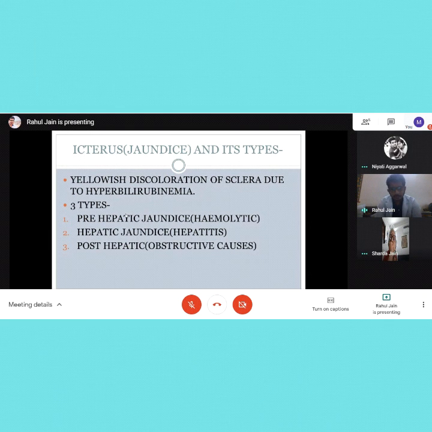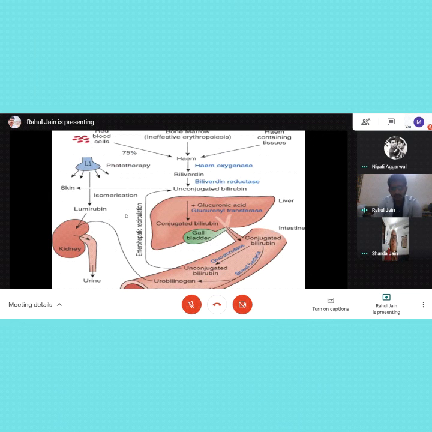Then jaundice is of three types: pre-hepatic, hepatic, and post-hepatic. Coming to this diagram again, pre-hepatic means the cause is something before the liver. One example is hemolytic jaundice. Hemolytic jaundice means unconjugated bilirubin will rise very high, but it won't affect the liver and it won't affect the intestine. So I won't detect any conjugated bilirubin inside the kidney because the liver function is normal.